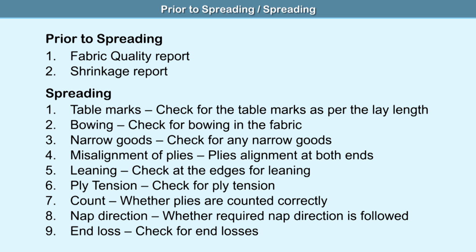While spreading, all the defects identified in the fabric inspection stage should be marked using a contrast color waste fabric stripe.